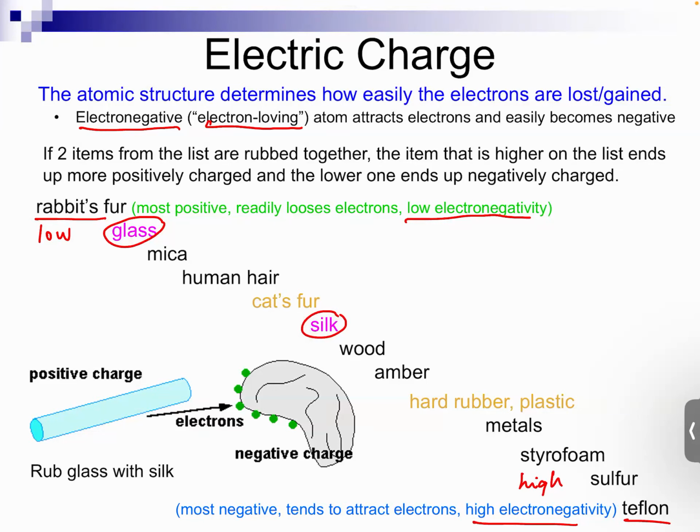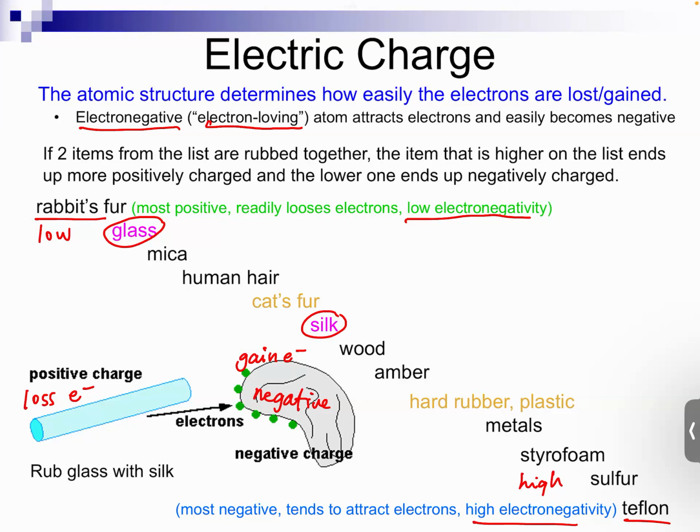When we say it's more electronegative, it's electron loving. So it will attract electrons. So the silk will attract electrons. The silk will therefore have more electrons. Therefore, it will become negatively charged. The silk will gain electrons, and the glass will lose electrons. So the glass will end up positively charged. The silk will end up negatively charged.